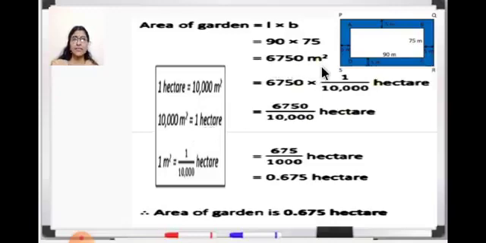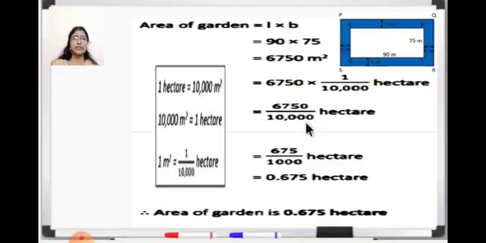Now how much will 6,750 meters square be? We will write like this: 6,750 multiplied by 1 upon 10,000, because 1 meter square will be 1 divided by 10,000 hectare. So we are going to multiply 6,750 by 1 upon 10,000, because we are converting meter square into hectare. So 6,750 into 1 is 6,750, and in the denominator you write 10,000, and then you will reduce.